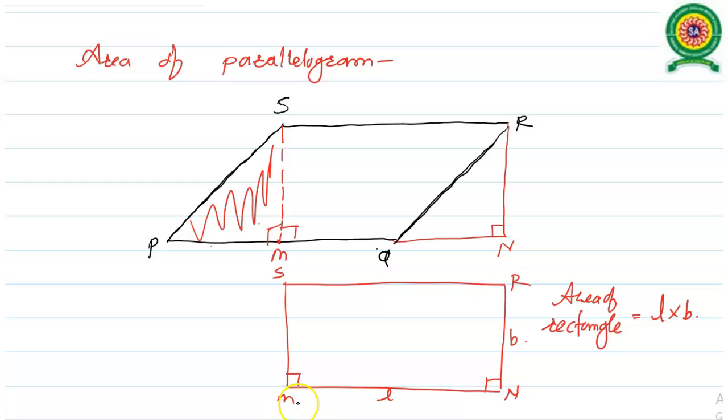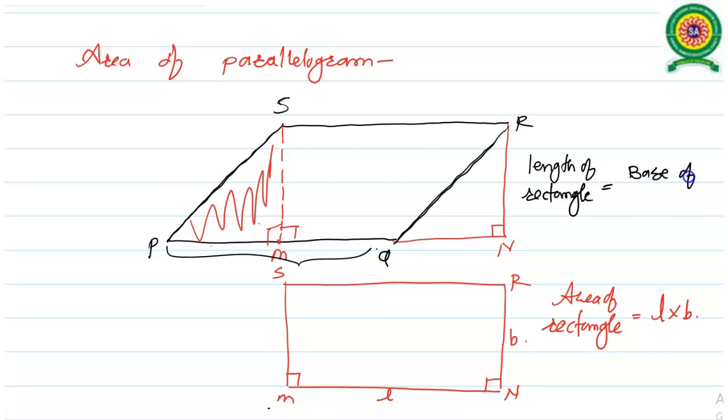Now look, the length of the rectangle is MN, which is ultimately the base of the parallelogram, that is PQ. So that we are writing here, length of rectangle is equal to the base of the parallelogram. You may measure the length once you have a parallelogram-shaped cut of the paper. Okay, so parallelogram. And now look at the next one.